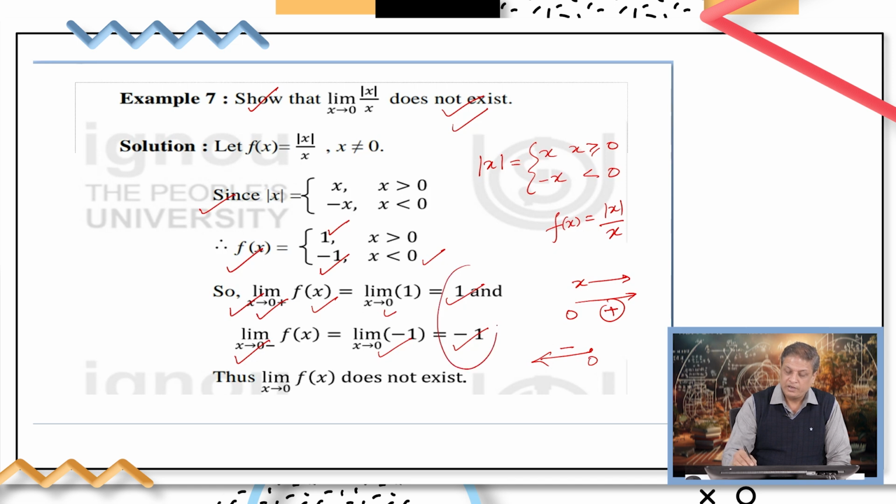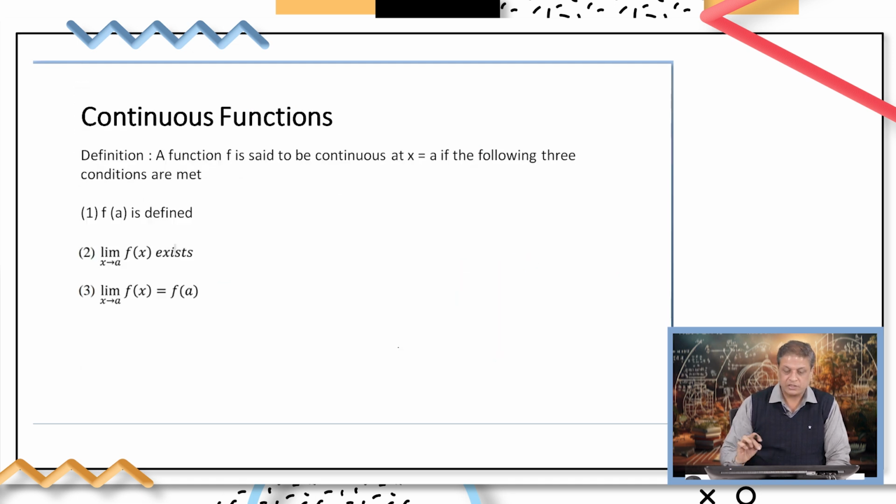And we found that the left hand limit is not equal to the right hand limit, one is plus 1 and the other is minus 1. So, the limit x tends to 0 f x does not exist.